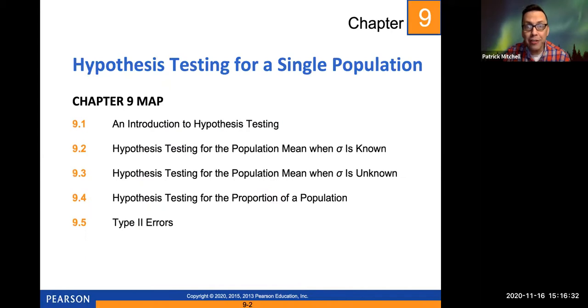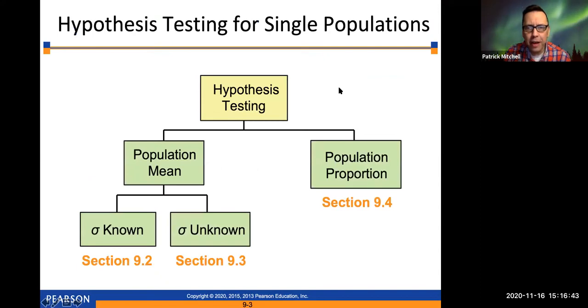We're starting our last chapter today, and that is Chapter 9 on hypothesis testing for a single population. So the first section is Section 9.1, an introduction to hypothesis testing. So here you can see a little map of the different kinds of hypothesis testing we're going to talk about in this chapter. In the next two sections, we will talk about testing a claim about a population mean. And the procedure for that depends on whether sigma, the population standard deviation, is known or unknown. And finally, we'll talk about testing a claim about a population proportion.